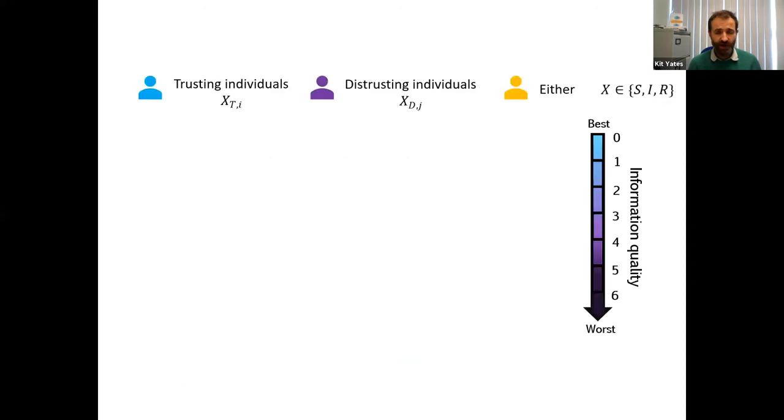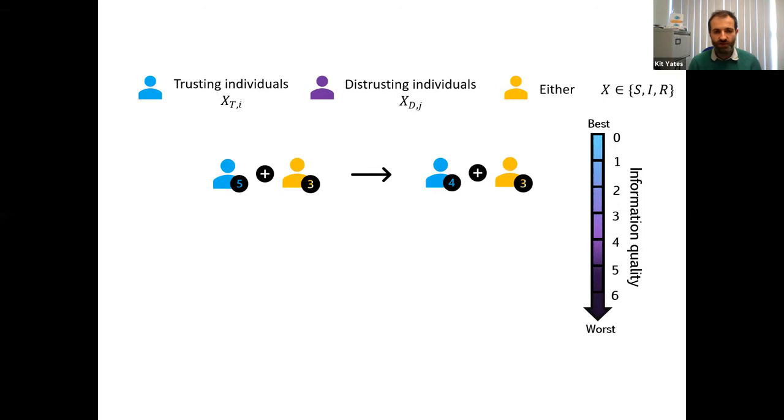So how does it work? How does the information spread model work? We've got these two subpopulations, trusting individuals with index T and distrusting individuals with index D. When two people meet up, they can change their quality of information. Here, zero is the best quality of information, and it goes much higher than six, but infinity is the worst quality.